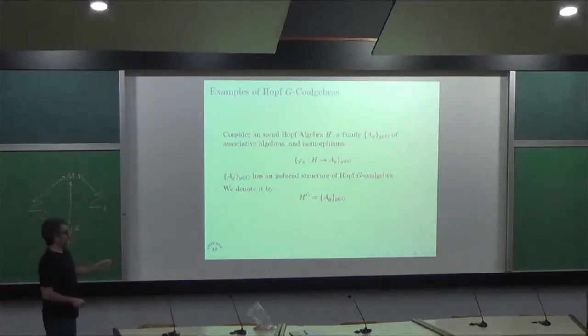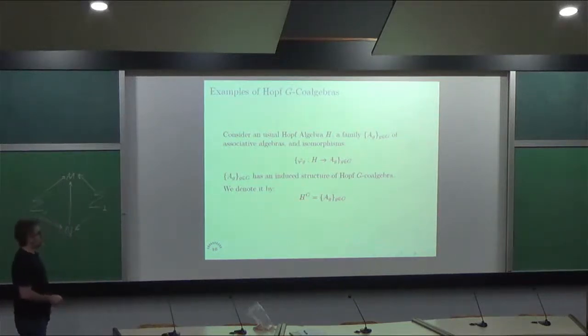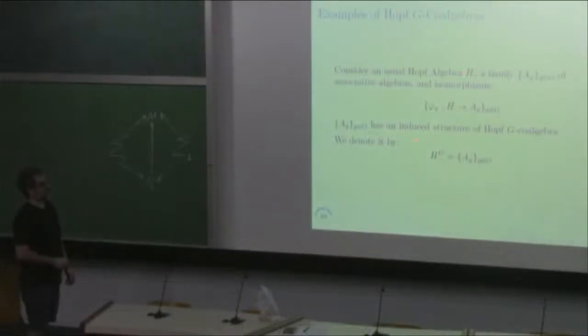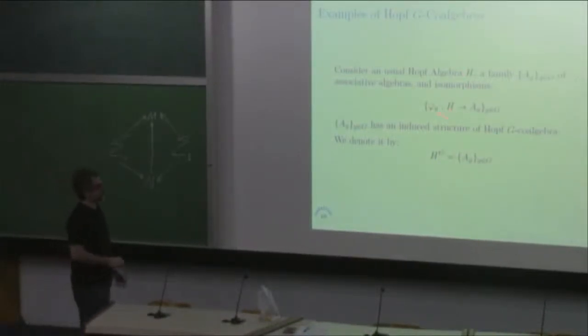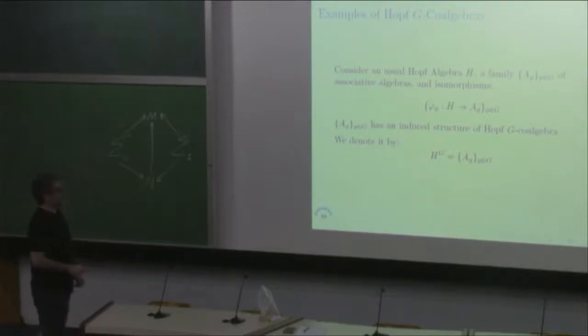I don't like the idea of calling this example trivial, because H itself doesn't have to be trivial, and also you have a family of isomorphisms, which is something that can be non-trivial, but it's a kind of product.